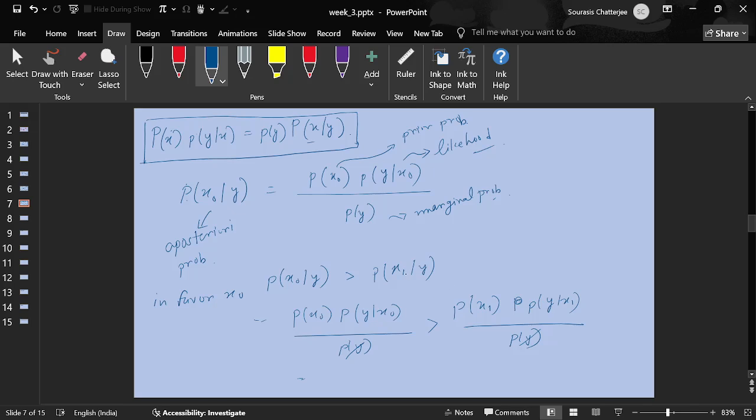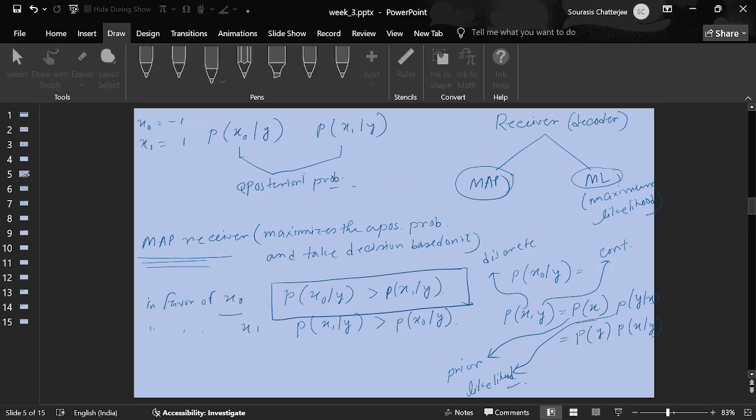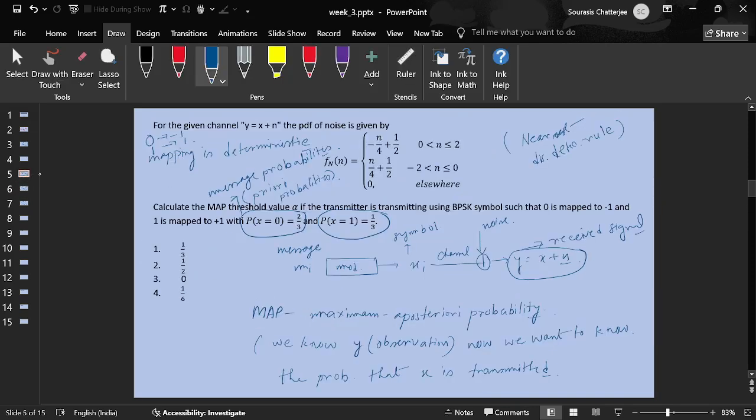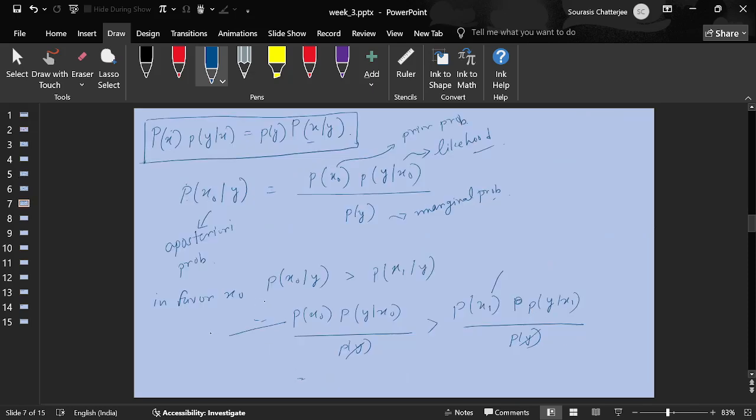So you can see it's going to decide in favor of x naught when the prior times likelihood for x naught is greater than the prior times likelihood for x1. Now we are already given these two in the question, if you remember. It is 2 by 3 and it's 1 by 3. Now our concern is to compute this likelihood here, p of y given x1.